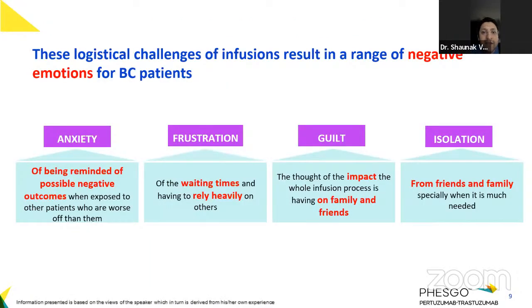These logistical challenges result in a range of negative emotions for breast cancer patients, such as anxiety, frustration, guilt, and isolation. We have a lot of patients who are continuously reminded of negative outcomes, and their focus is on the negative rather than the positive. The frustration of waiting time and infusion time, the guilt that everybody in the family and friends is focused on their caregiving and they cannot return the favor to their friends and families, as well as isolation because they feel that they must not mingle with their friends and family. Next slide.